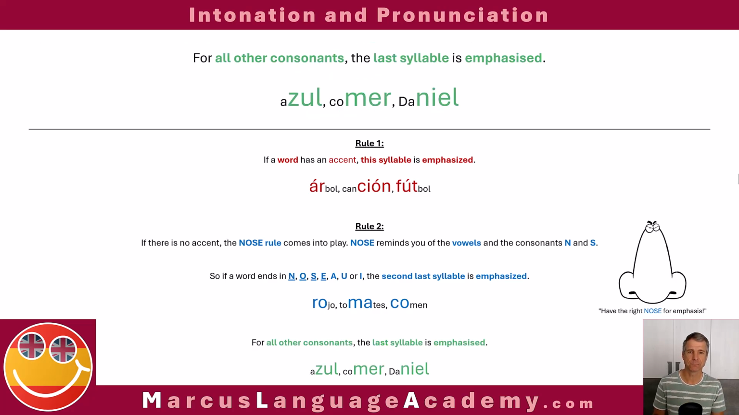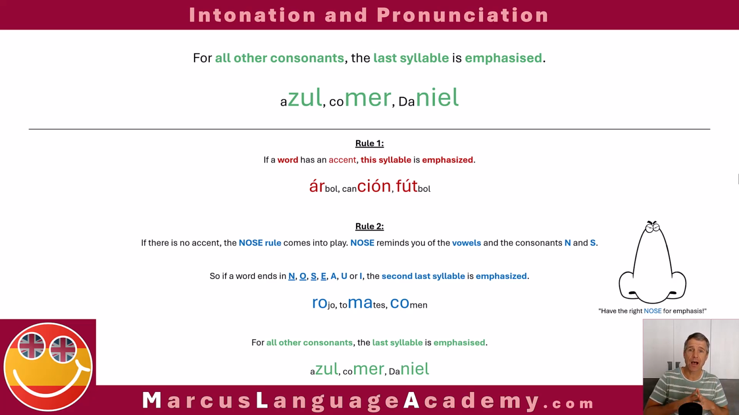But we have also all other consonants, and here, all other consonants except N and S, then we need to emphasize the last syllable, like azul, blue. Azul ends in an L, it's not N or S, so we need to emphasize the last one, azul. Comer ends in an R, it's to eat, we need to emphasize now the last one. Comer. Or for example, in a name, Daniel, we say L at the end, so Daniel.